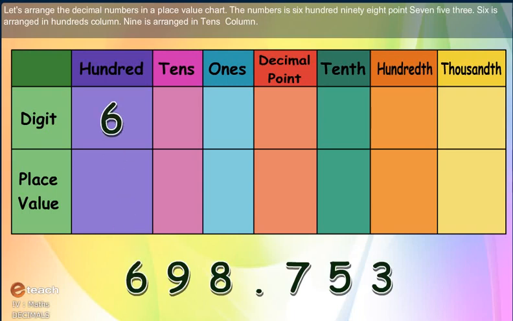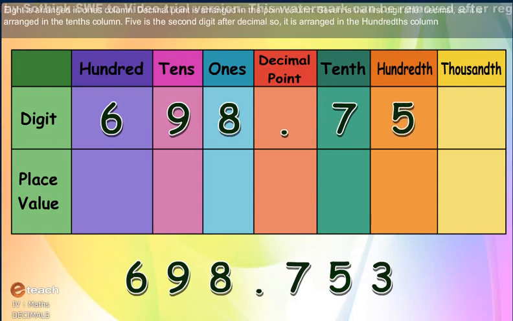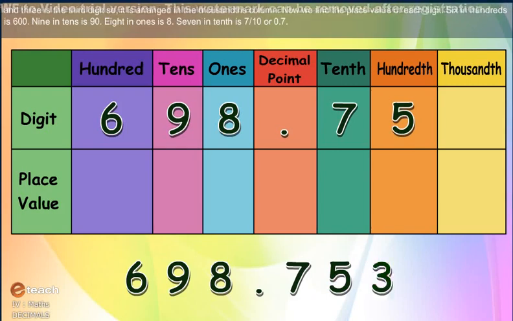6 is arranged in the hundreds column. 9 is arranged in the tens column. 8 is arranged in the ones column. The point column holds the decimal point. 7 is the first digit after the decimal, so it is arranged in the tenths column. 5 is the second digit after the decimal, so it is arranged in the hundredths column. And 3 is the third digit, so it is arranged in the thousandths column.